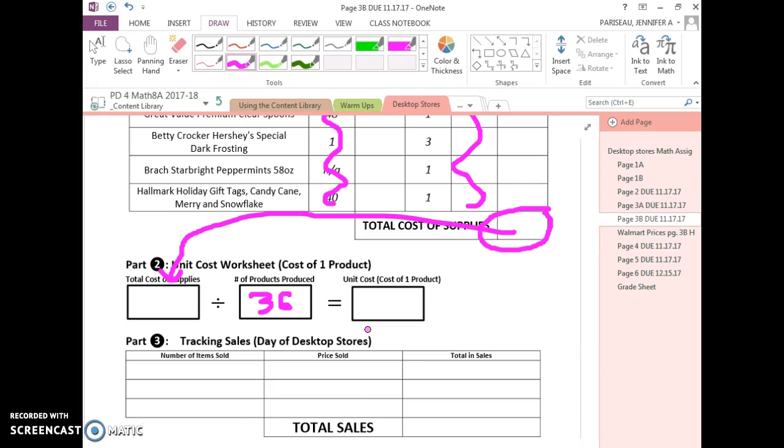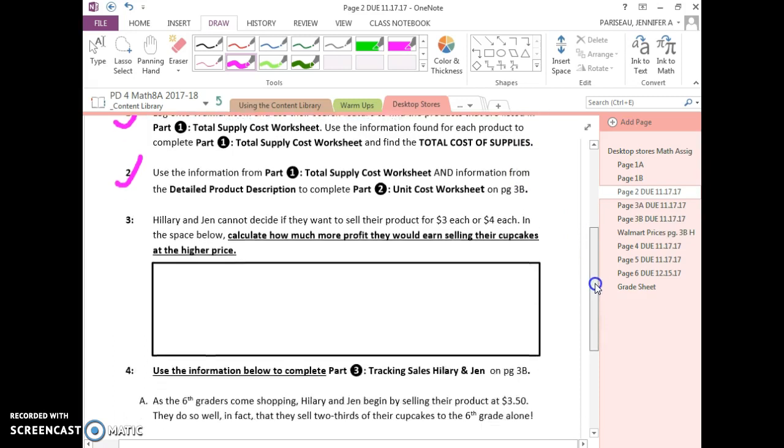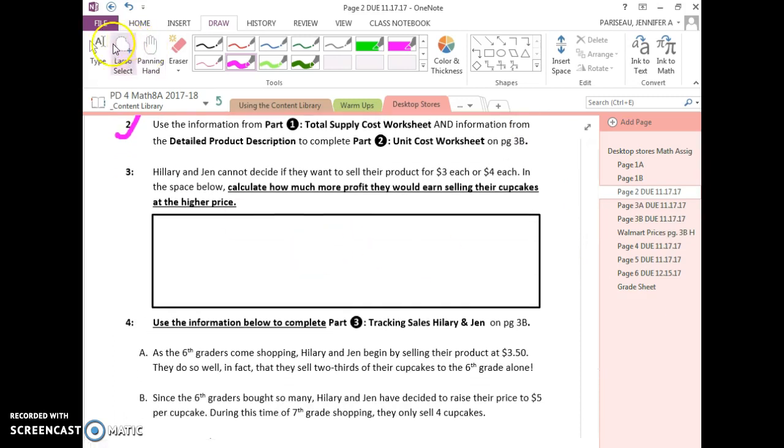Alright, you're going to round to the nearest penny. Okay? Then you need to go back to page 2. So we have done this, and we have done this. Now we want to see, what is the difference if they sell it for $3 versus $4?